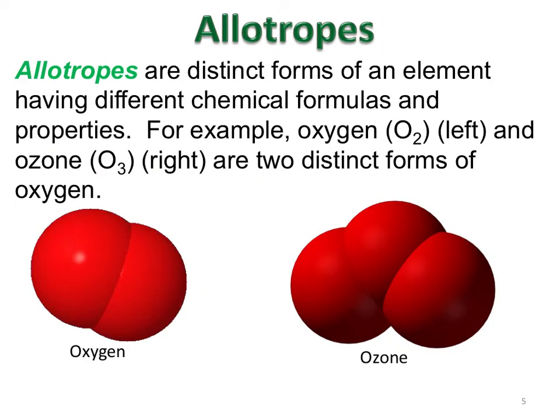Allotropes are distinct forms of an element. They each have different chemical formulas and chemical properties. They are distinctly different from isotopes. Isotopes have different numbers of neutrons in the nucleus. Allotropes have different numbers of the individual element in them. For example, here, oxygen, which is on the left, is O2, and ozone, which is on the right, is O3. They have separate and distinct properties.